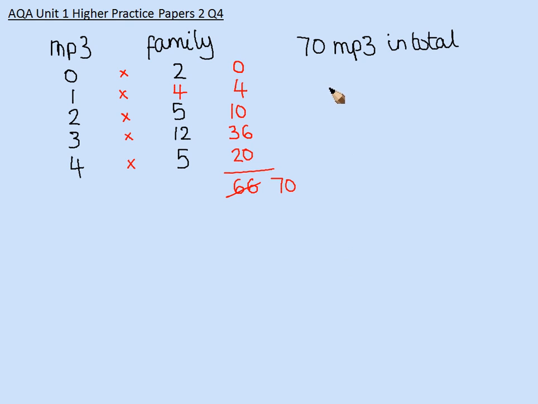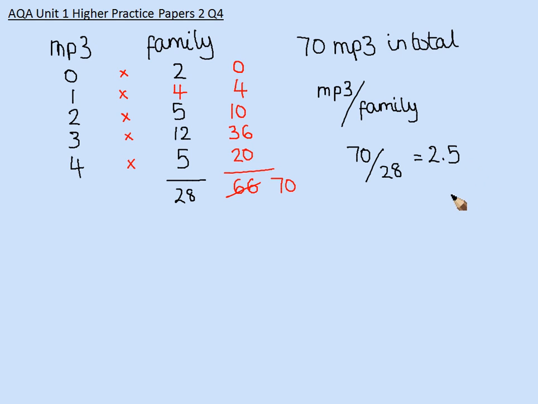Now we need to work out the average number of MP3 players per family. So we want to work out the number of MP3 players altogether, shared out between how many families we've got. We already know that we've got 70 MP3 players. Adding this up, 2 and 4 is 6, and 5 is 11, and 12 is 23, and 5 is 28. So we've got 70 MP3 players between the 28 families. So altogether that's 2.5 MP3 players each. So that's the first part of the question done.